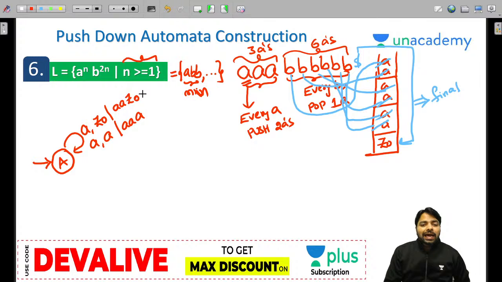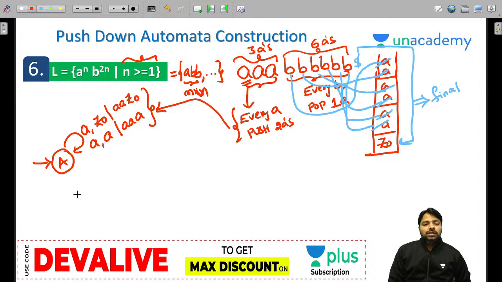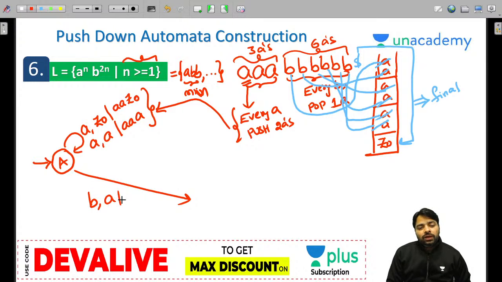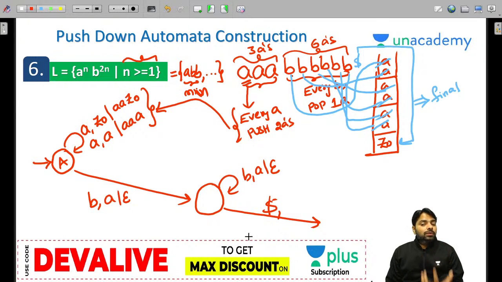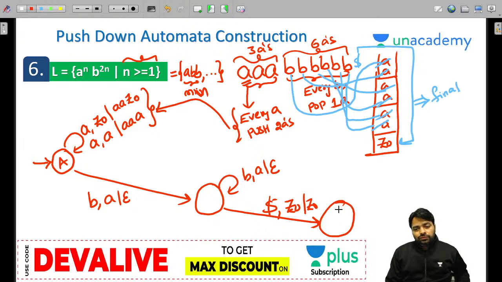Now that will ensure that every A pushes 2 A's here. Now when B comes, we need to pop one A only because we balanced 3 A's, we made 6 A's. Now every B matches 1 A, and every B pops 1 A. Keep on doing it. End of the input occurs sometime. At that time, only Z0 should be there because we want to see exactly B should be double the A's. Then we will go to final.